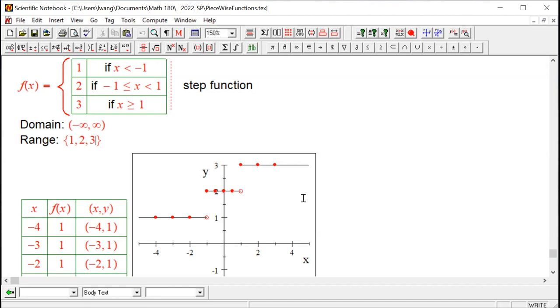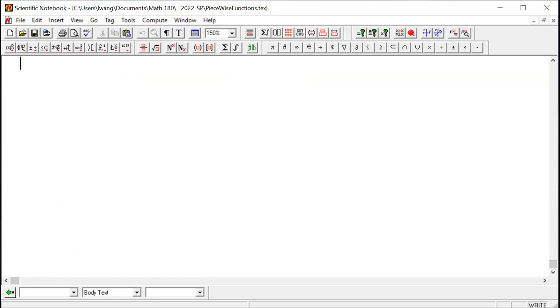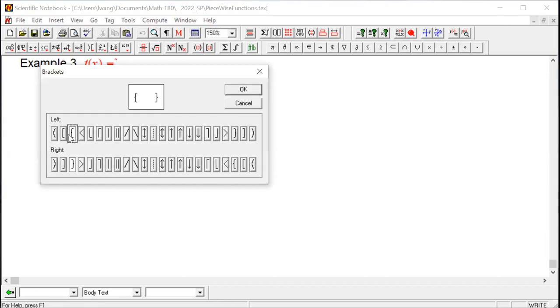So let's look at another one. Okay, we look at pieces. And for this function, this is called example number 3. The function goes like this: f of x is equal to, we have 2 pieces.